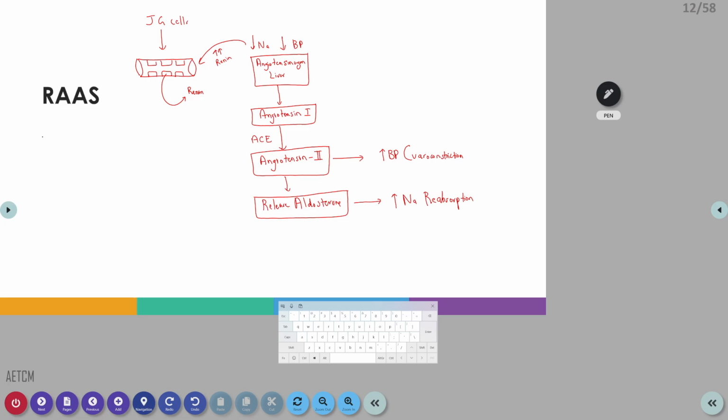The angiotensinogen that is produced in the liver is converted to angiotensin 1. The ACE enzyme will convert this angiotensin 1 to angiotensin 2. And this angiotensin 2 causes an increase in BP by vasoconstriction. The angiotensin 2 also releases aldosterone that increases sodium resorption. So finally, what we have to take is that hyponatremia and hypotension are the triggers of release of renin. And the final effect is an increase in BP and an increase in sodium resorption.